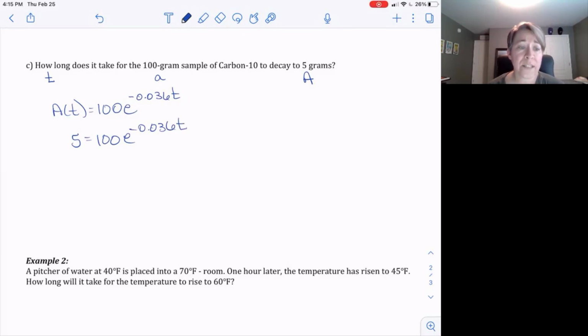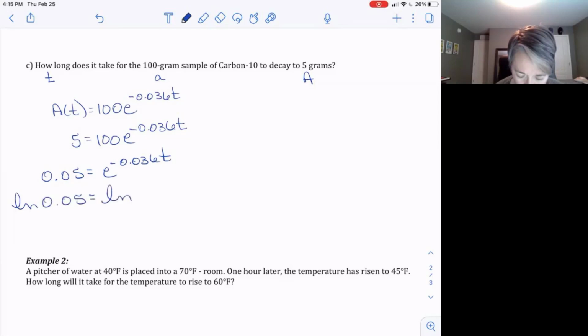So let's solve for our t. We're going to divide both sides by 100, which gives us 0.05 equals e to the negative 0.036 t. And again, we're solving for that t. It's in the exponent position. Our base of that exponent is e, so we're going to use the natural log of both sides so that it would simplify easier. So natural log of 0.05 equals the natural log of e to the negative 0.036 t. The right-hand side simplifies just to the exponent.